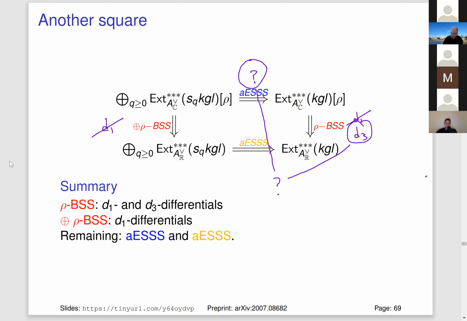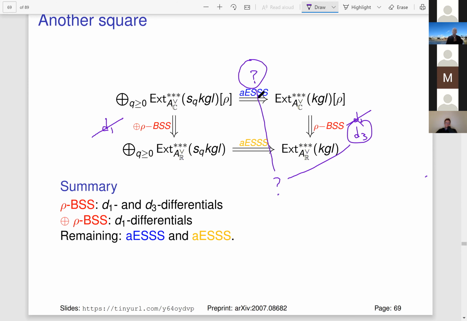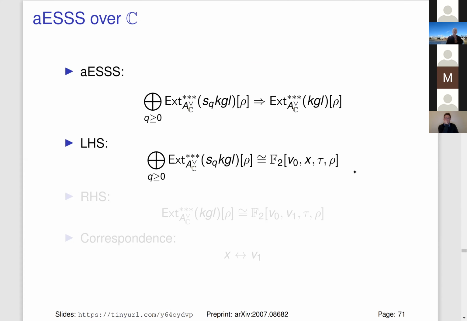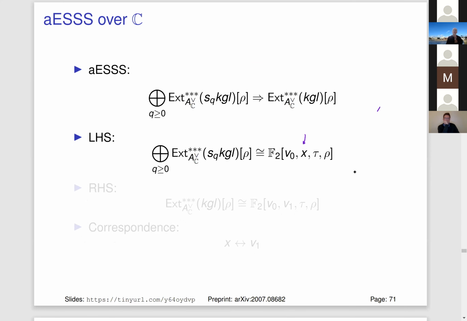Now let me tell you about the blue algebraic effective slice spectral sequence up here. So here's what it looks like. But now we're starting with complex motivic Ext groups, and we're converging to complex motivic Ext groups. And I've told you already, these are basically just classical things with tau floating around. So let me just say that the left-hand side works out to be F2 adjoin v0, tau, rho, and then I introduce an X here. And X is supposed to tell you about Q, so which summand you're in.